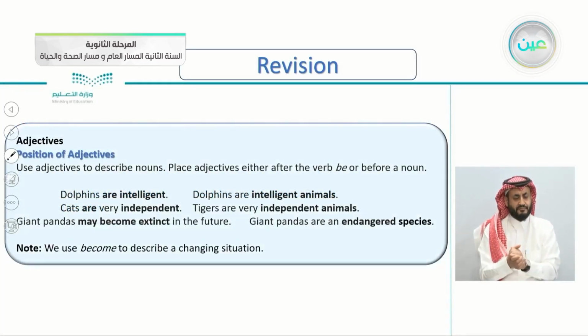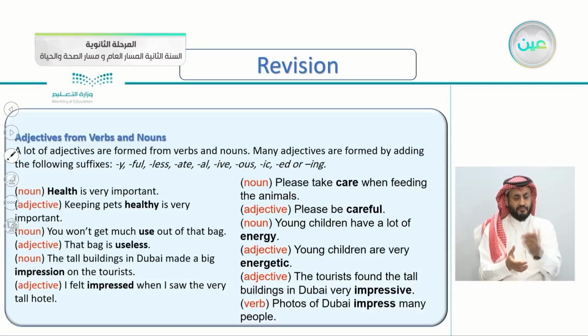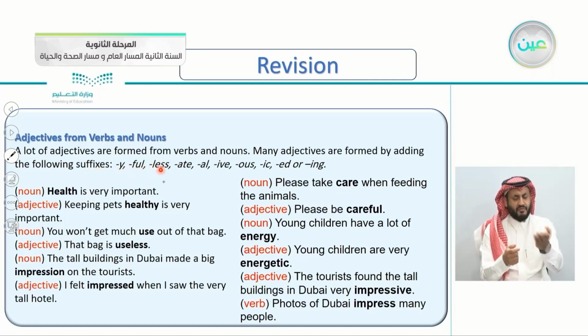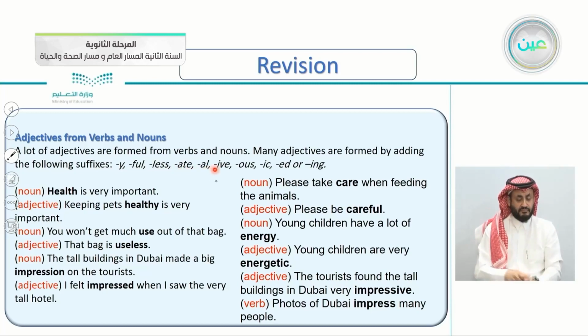And if you remember in our previous lesson, we took the position of adjectives. They are either after the verb to be or before a noun. Also how to derive adjectives from nouns and verbs, adding these suffixes: y, ful, less, ate, al, ive, ous, ed, or ing. For example, care becomes careful, impress becomes impressive, and impression becomes impressed, use, useless, health, healthy, and so on.